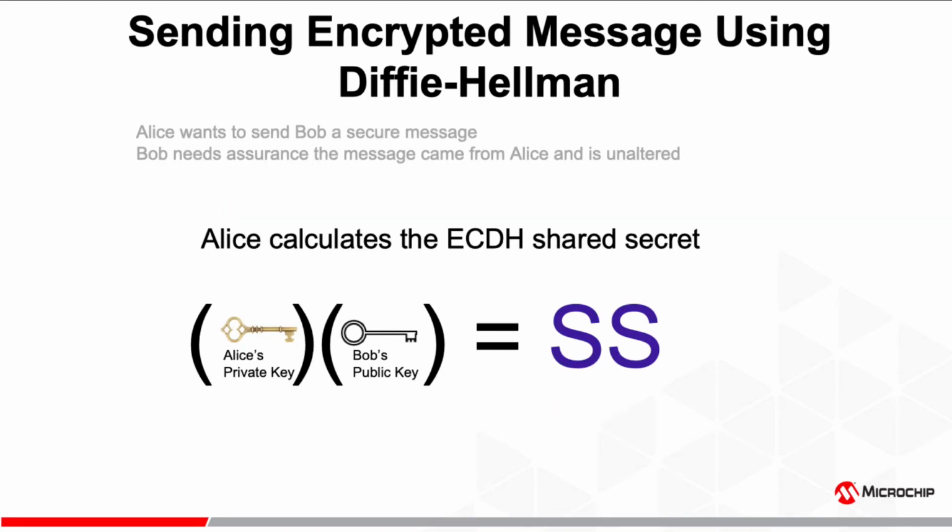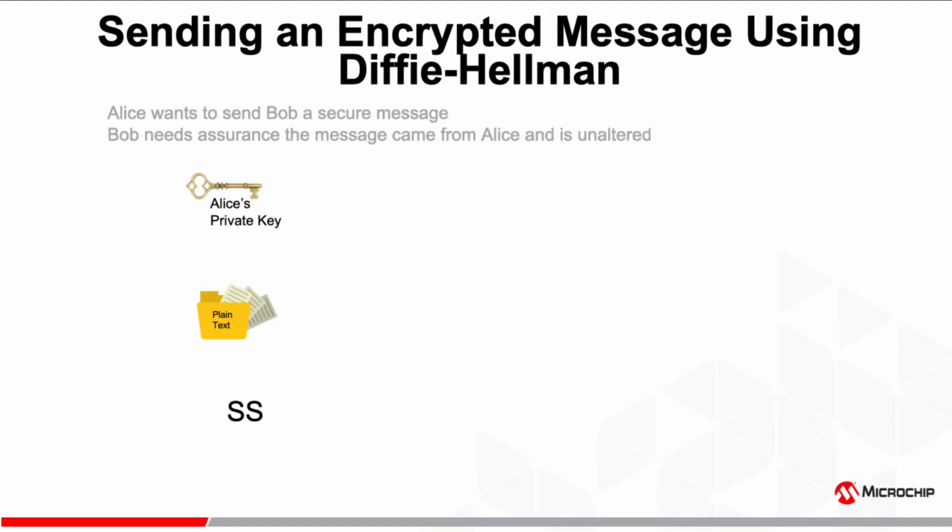Sending an encrypted message using Diffie-Hellman. Alice wants to send Bob a secure message, and Bob needs assurance the message came from Alice and was unaltered. So Alice decides to send a message to Bob, so the first thing she does is calculate the shared secret she has uniquely with Bob. She takes Bob's public key, dot multiplies it with her private key, and comes up with the shared secret. Once Alice calculates the shared secret, she's ready to go.